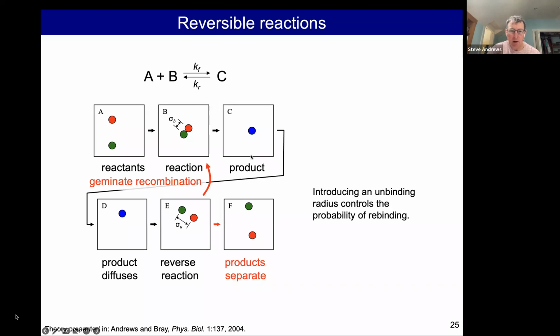Later on, this product here might diffuse for a while, and then eventually it will dissociate into A plus B again. In this case, it separates them by what's called an unbinding radius, some fixed distance. The reason for that is that they might diffuse apart and never reassociate, or they might come back together again and reassociate. And so by varying this unbinding radius, you can control the probability of rebinding versus diffusing apart.